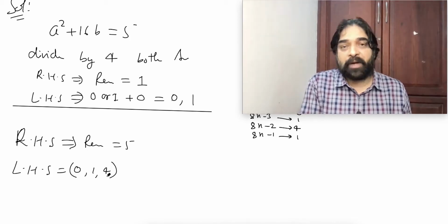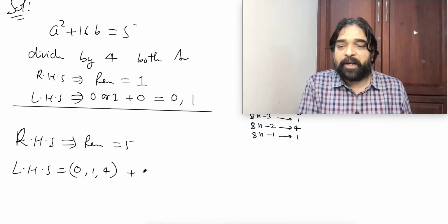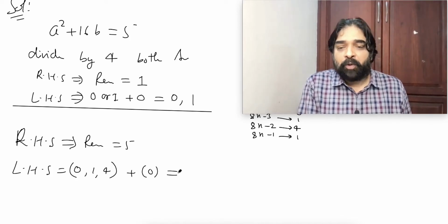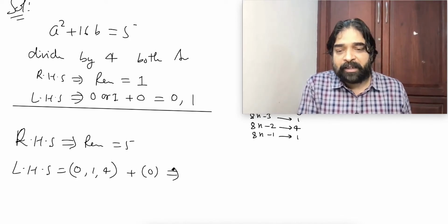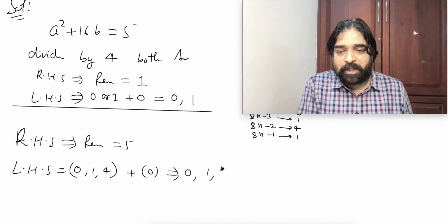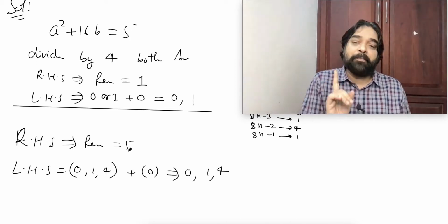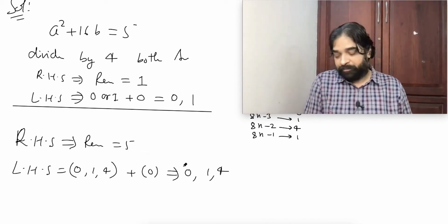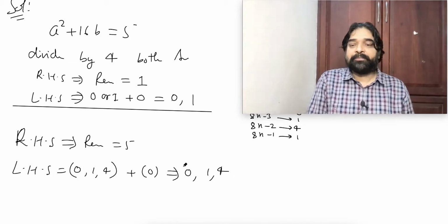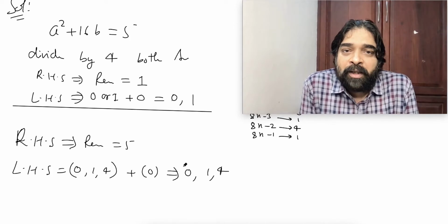Speak out. Anyone. Not all three. Anyone. And this will give you what remainder? 0 only. So the left side remainder will be either 0 plus 0 means 0, or 1 plus 0 means 1, or 4 plus 0 means 4. But what is the right side remainder? 5. It means it's impossible that these two can be equal. Did you understand? I'm just giving you one possibility of solving the question.